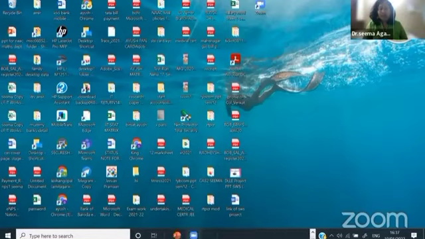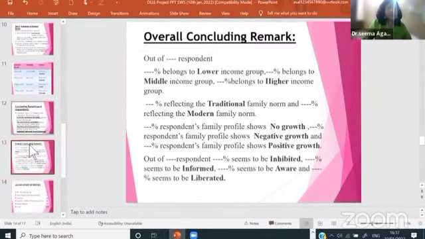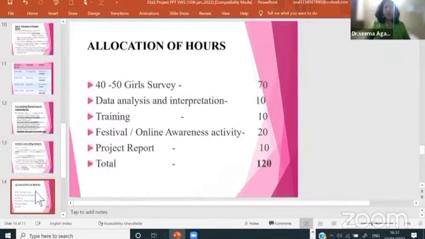Now again I come to my PPT. Is it visible? Now, allocation of hours. For the survey on 40 to 50 girls, 70 hours are allocated. Data analysis and interpretation is of 10 hours. Training is of 10 hours. Festival or online awareness activity is of 20 hours. Project report writing is of 10 hours, and total hours allocated is 120.